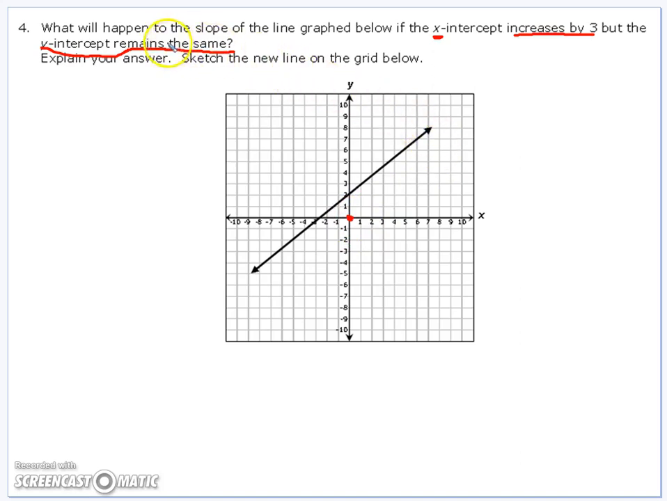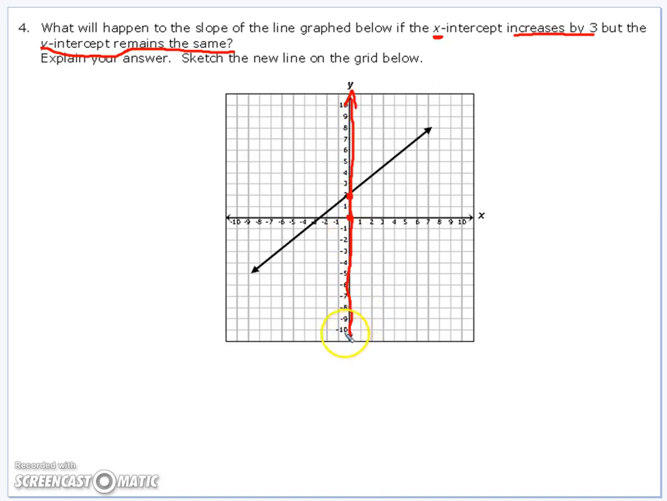But they didn't want the y-intercept to change. They wanted it to remain the same. It was at 2, so that's supposed to stay there. So the new line, interestingly enough, just became what? That's right, it just became the y-axis.